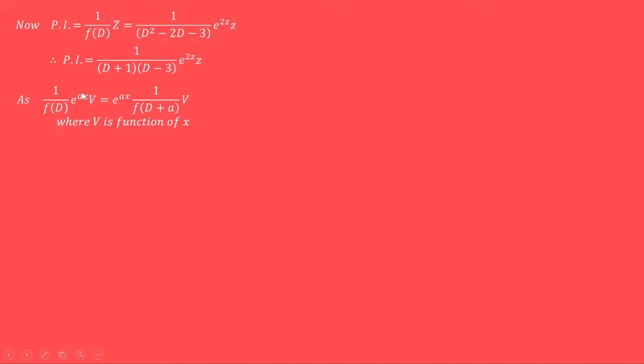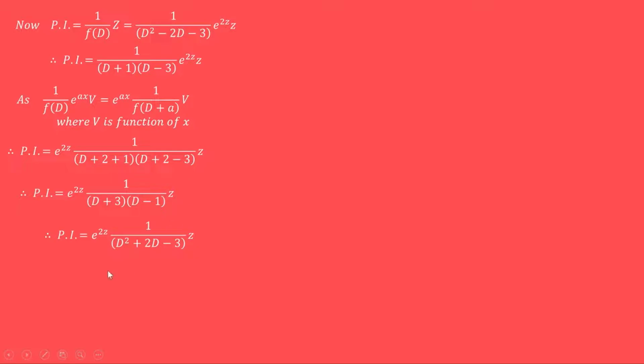Instead of D, we have to write D plus a and take the term of e raised to x outside. So similarly here, this e raised to 2z will get outside, and instead of D, we have to put D plus a, means D plus 2. And so we get pi is equal to e raised to 2z outside, 1 upon, write down D plus 2 instead of D, so we get D plus 2 here, D plus 2 here, so 1 upon (D plus 2) plus 1, (D plus 2) minus 3, and this z as it is. 2 plus 1, this is 3, 2 minus 3, this is minus 1, and so we get pi is equal to e raised to 2z into 1 upon (D plus 3) into (D minus 1) into z.